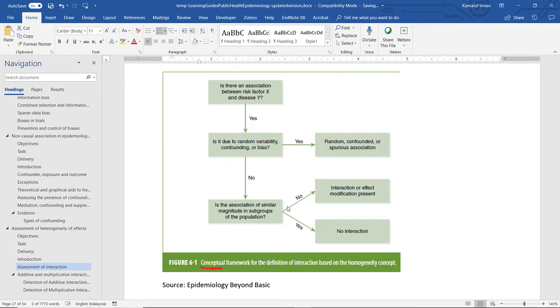So the conceptual framework, number 1: is there an association between risk factor X and disease Y? Is it due to random variability, confounding, or bias? If yes, then you need to handle a random, confounding, or spurious association here. If no, check whether the association is similar or not in subgroups of the population. If it is similar, then there is no interaction. If it is not similar between levels of the covariates, then interaction or effect modification is present.